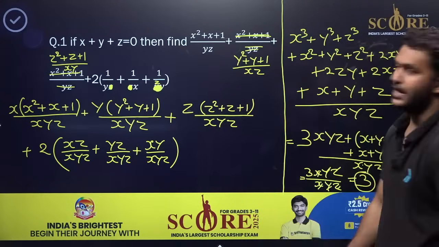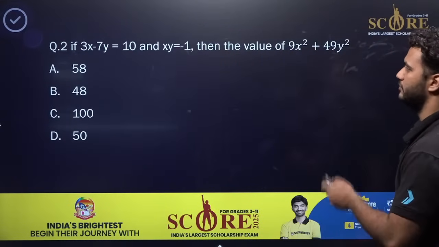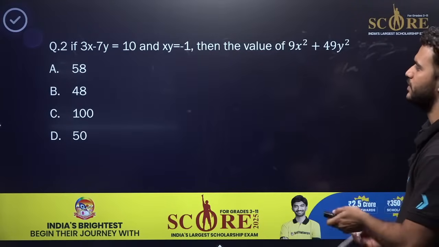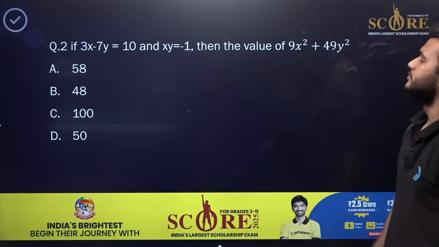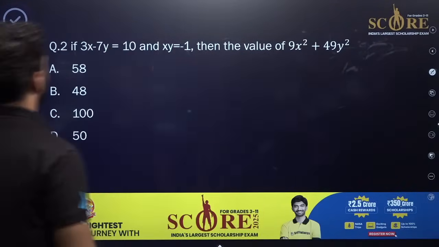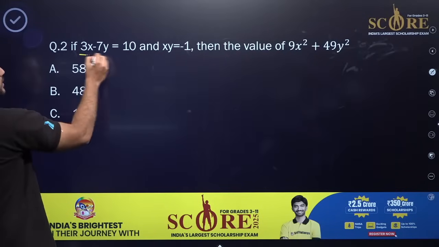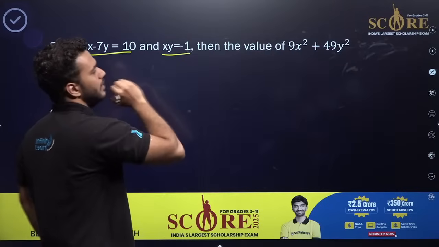Is it clear? That's why I talk about that identity, the last one, a cube plus b cube plus c cube minus 3abc. Okay, next. See, I have given that this value is equal to 10, and x into y is equal to -1. What do I have to find?